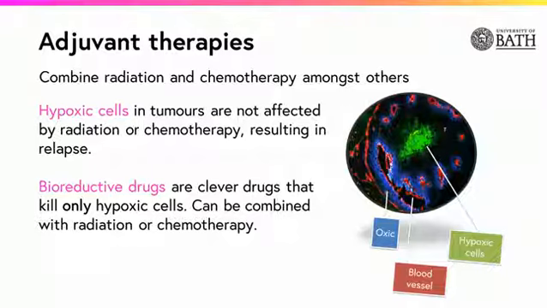Bioreductive drugs are clever drugs that only kill hypoxic cells. Under normal oxygenated conditions, they are totally non-toxic. But when these drugs encounter a hypoxic environment, they are converted into a cytotoxic compound, and this targets and kills the hypoxic cells. So using bioreductive drugs in combination with radiation or chemotherapy is a very effective way of ensuring that both tumor types, hypoxic and oxic cells, are killed off.